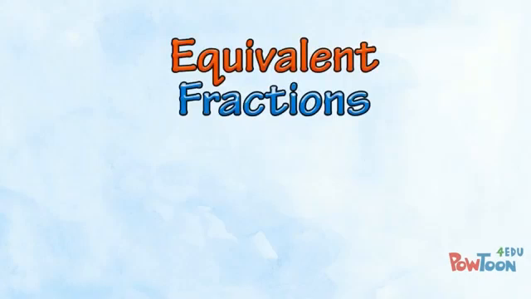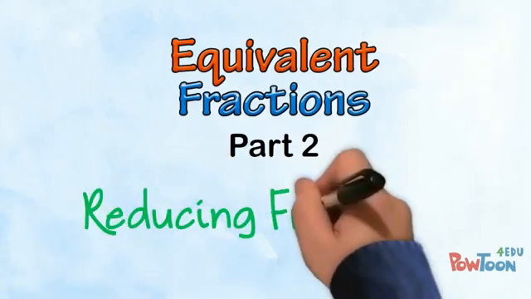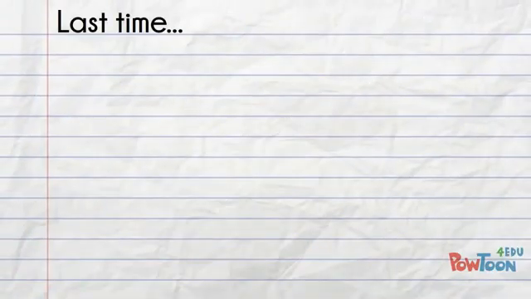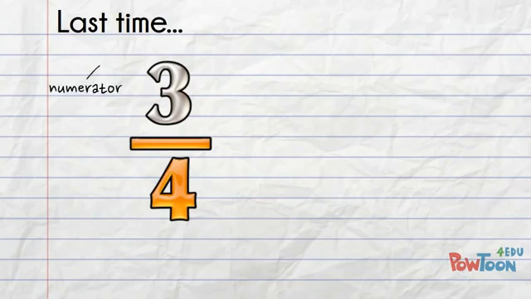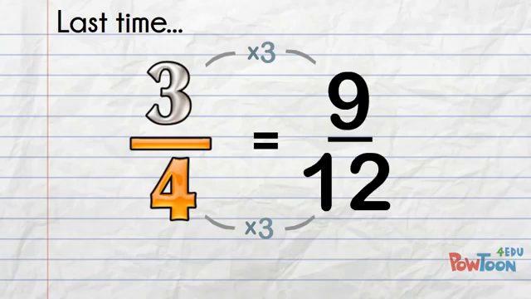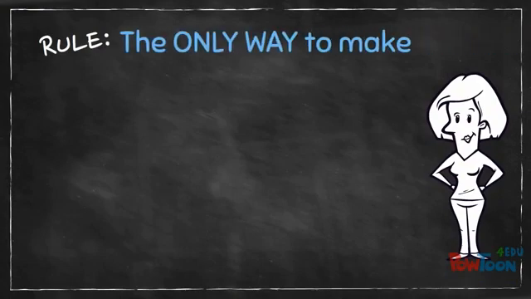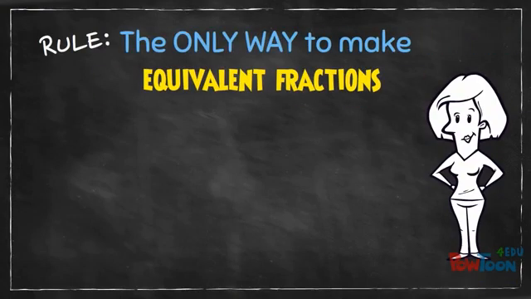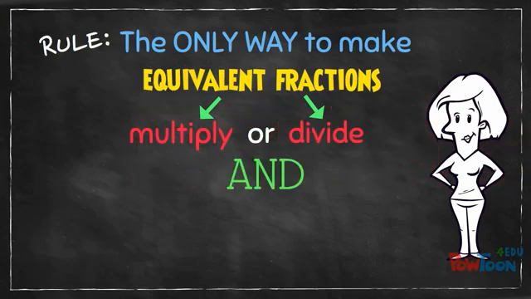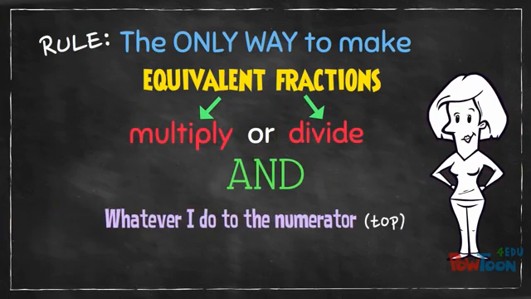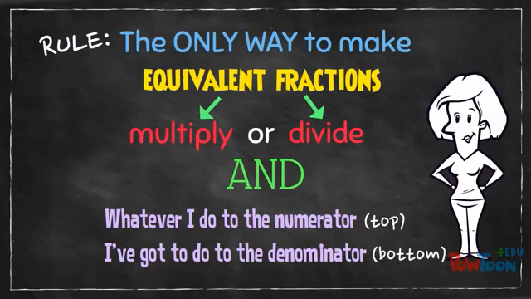Equivalent fractions, part 2, reducing fractions. Last time we multiplied both the numerator and denominator by a single value to get an equivalent fraction. I asked you to note down that the only way to make an equivalent fraction is to multiply or divide, and whatever we do to the top, we've got to do to the bottom.